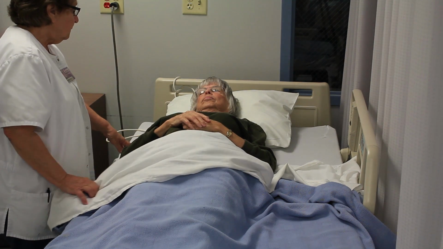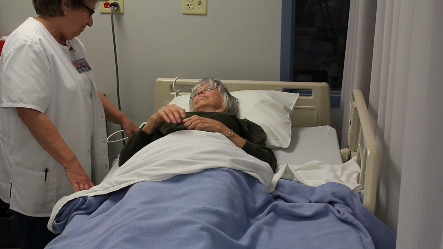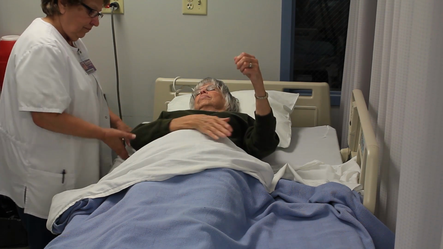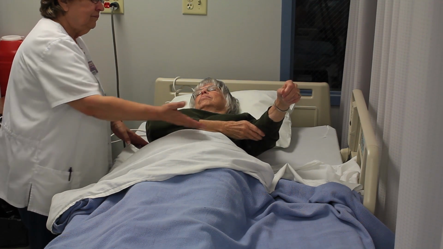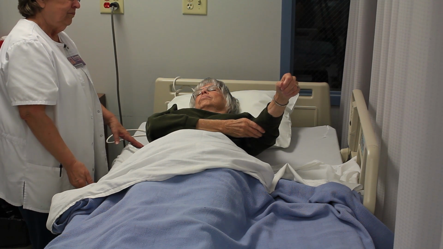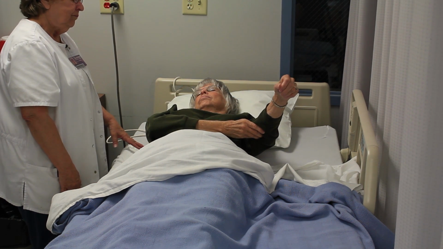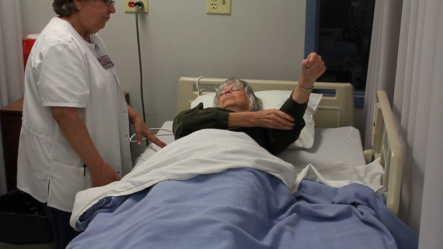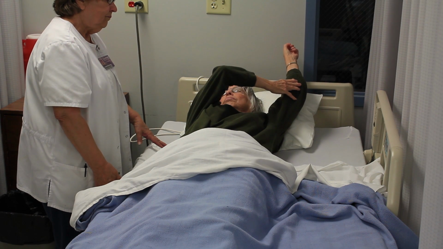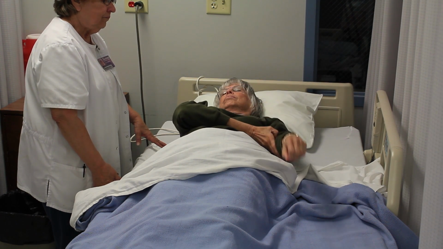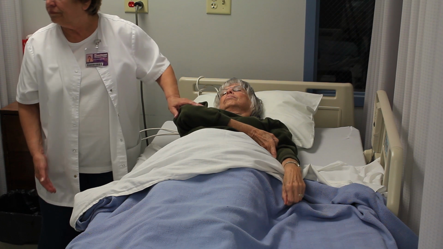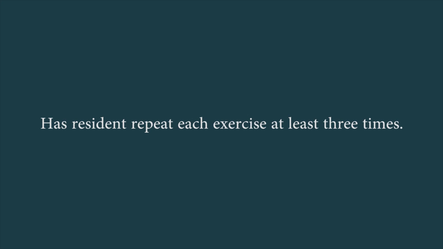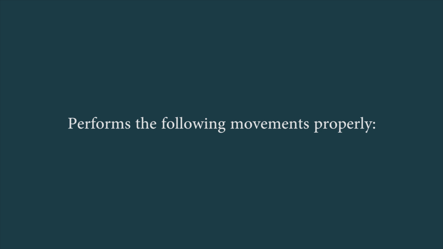Exercises are done by the resident with some assistance and support. The resident uses a stronger arm or leg to move weaker joints of a limb. Has the resident repeat each exercise at least 3 times. Performs the following movements properly.